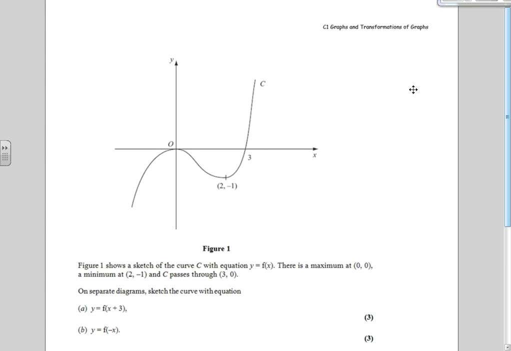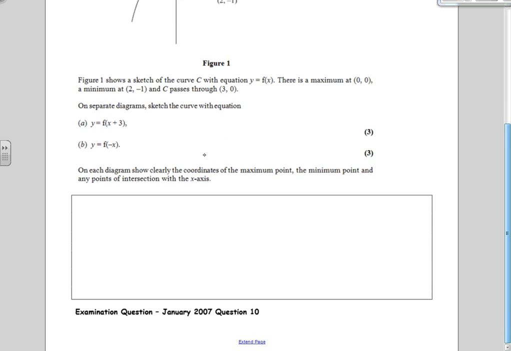So we are asked to draw on separate diagrams y equals f of x plus 3 and y equals f of minus x. And on each diagram we are asked to show clearly the maximum point, the minimum point, and the point of intersection with the x-axis.